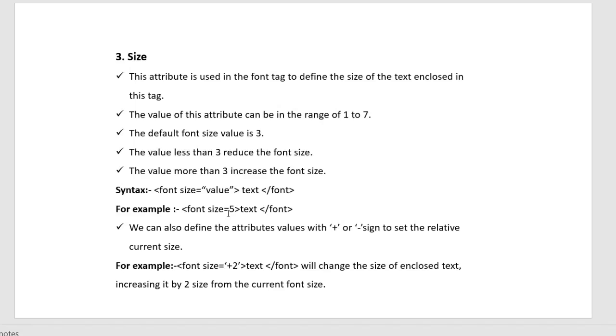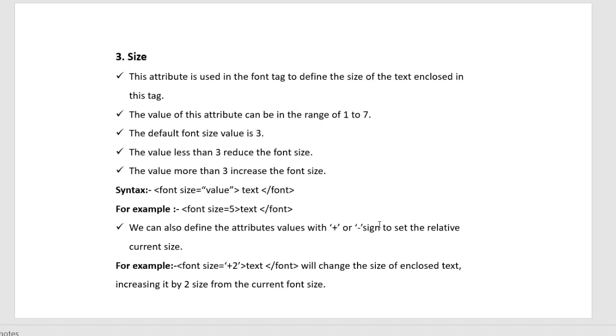So write down font size is equal to 5. This 5 you can write between the quotes, otherwise you can also simply write it here. Then write down the text, and then you can close the font tag here. Most important point of size attribute in font tag, we can also define the attribute values plus and minus. What do you mean by the plus and minus? Plus means increase the size of text, and minus means decrease the size of text.